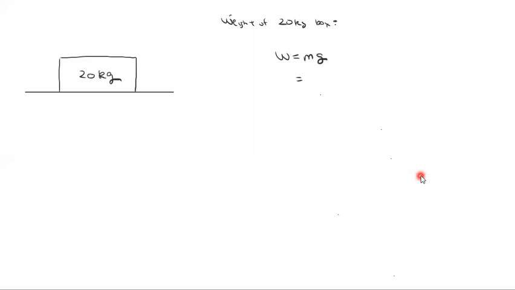Now we know the m is 20 kilograms. We know g is 9.8. So just multiply the two together and get 196. 196 what? Kilograms?